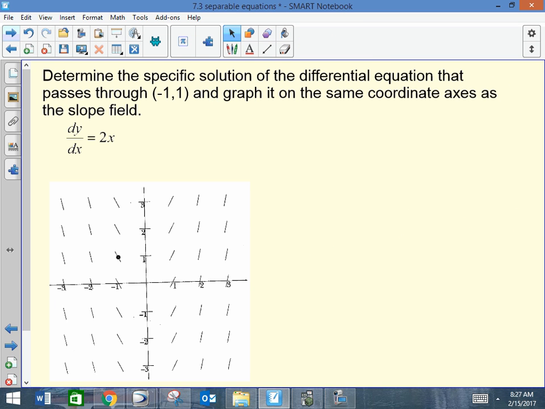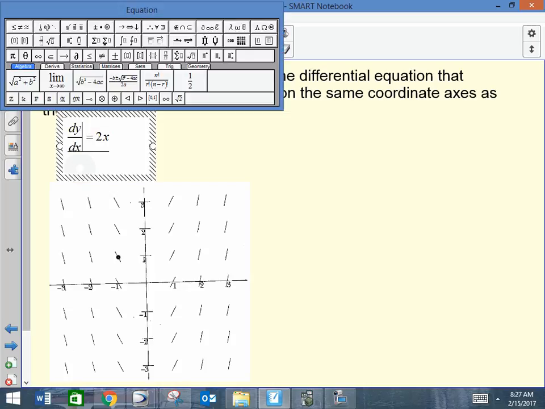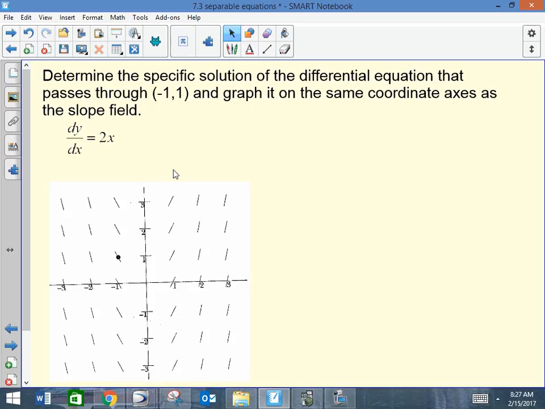All right, so here's the slope field. I think I did this one by hand. We're going to find the specific solution of the differential equation of this, okay? And then we're going to graph it on the same coordinate axis. Do you want to graph first or later? You know, let's graph first. So graph the solution with that negative 1, 1. They're kind of far apart, so do the best you can. And then we'll graph this one.